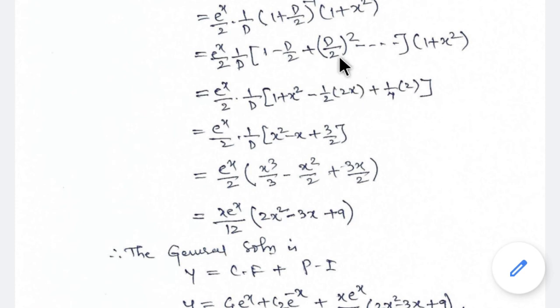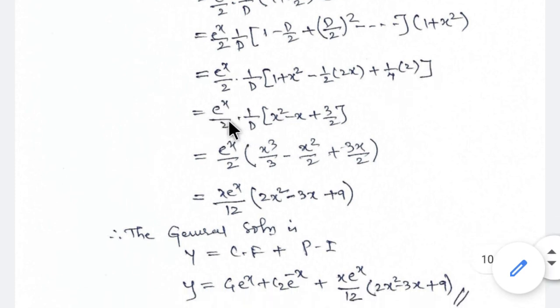Then plus 1 by 4, the square of 1 by 2 is 1 by 4, into D squared of (1 plus x squared). D of 1 plus x squared is 2x, and D of 2x is 2. So this is 1 by 4 into 2. So this is equal to e raised to x by 2 into 1 by D of, after simplifying all this, x squared minus x plus 3 by 2.